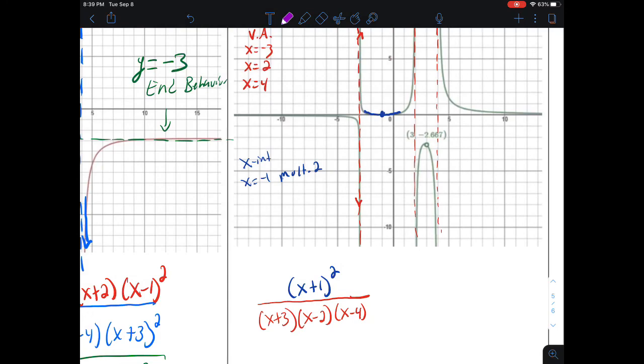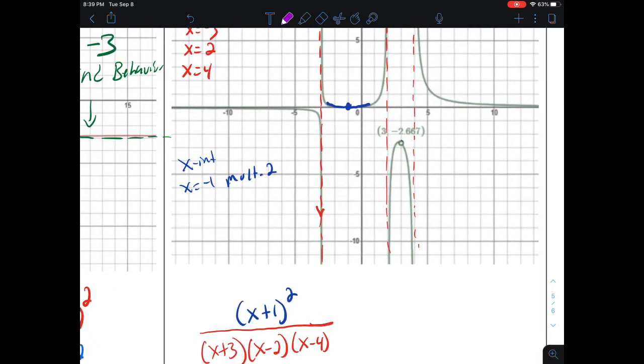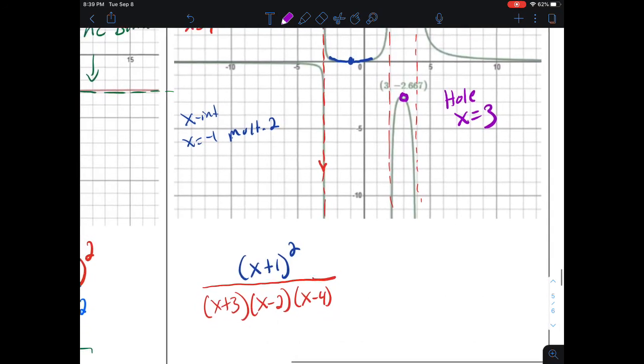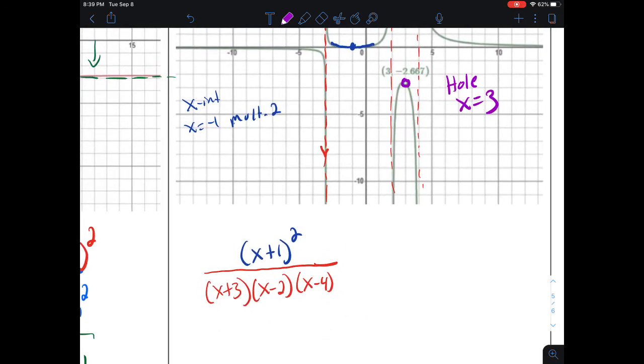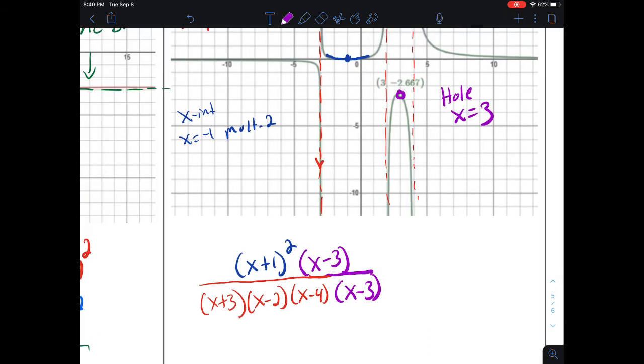Now we look, and there's a hole identified for us. We have a hole at x is equal to 3. Remember that holes zero out the numerator and the denominator at the same time. So I have to put that factor, x minus 3, in the numerator and in the denominator of the fraction. So we have this rational function constructed. All we have left to do is to determine this vertical stretch or shrink factor.